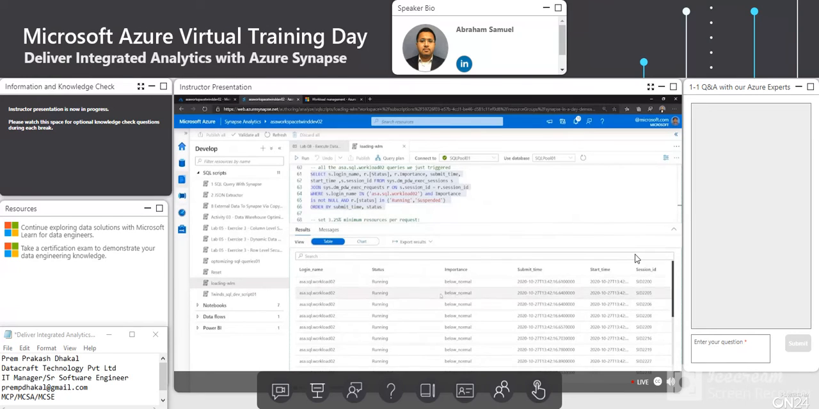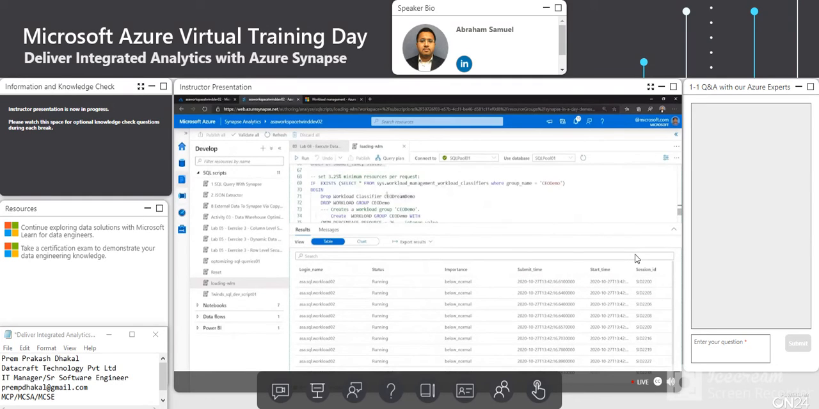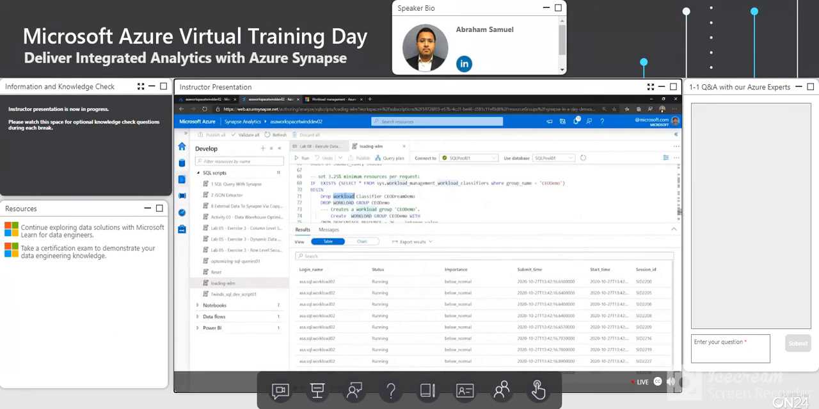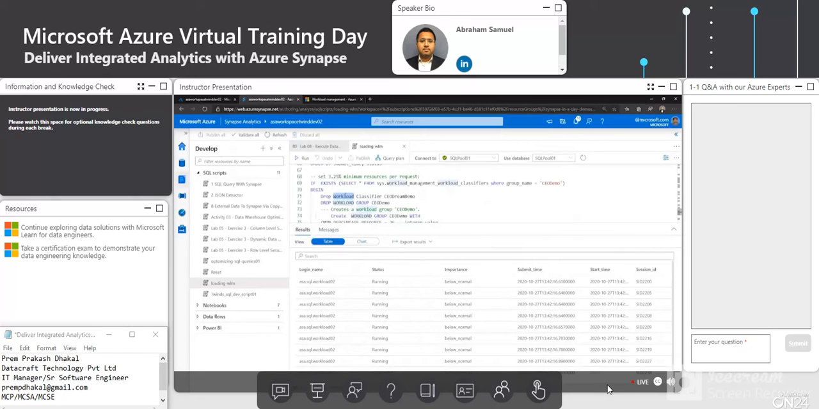across the board and others that are queued up below, so you can see they're still below normal importance, and they have a specific set of rules for how they use the workload resource class. So this gives us a lot of flexibility in what we can do. Being able to run hundreds of queries on the same cluster at the same time gives us a level of flexibility across the board on the Azure Synapse SQL pool. Great, awesome.